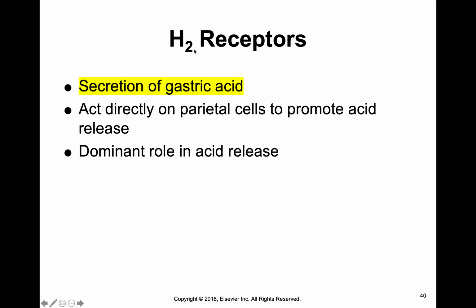What about H2 receptors? Well, if we agonize H2 receptors, we'll cause a secretion of gastric acid, and that's kind of the dominant role in acid release. So in terms of drugs, we'll go over this later, we've created what we call H2RAs, or H2 receptor antagonists, like Pepcid, Zantac, Tagamet. Obviously those kinds of drugs will sit on the receptor, blocking histamine from binding to it.